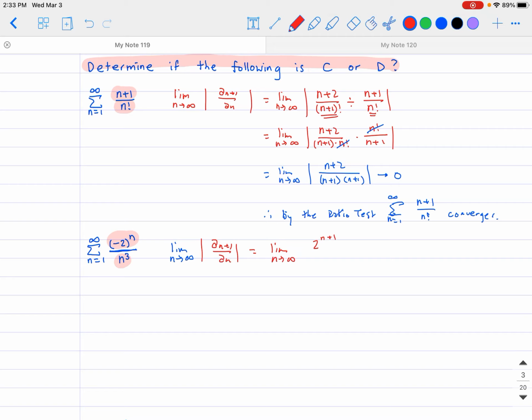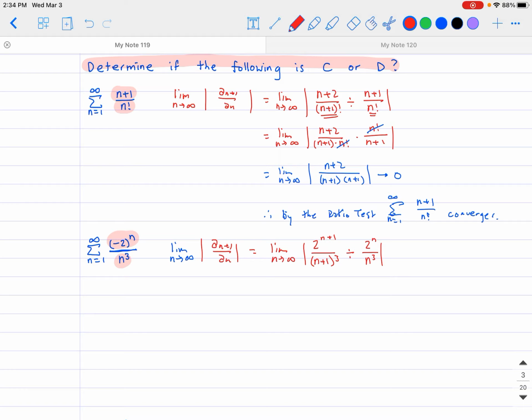Now remember, the absolute value kills off the alternating part, so that's why we are using 2 instead of negative 2 raised to the nth power. And then we're going to take that and divide it by n plus 1 cubed, and then divide that by the current term, which is going to be 2 to the n divided by n cubed. So very similar to what we have up on the top.